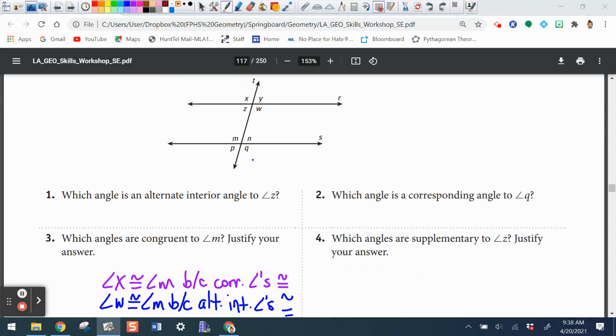One of the other pairs of angles that are congruent to M is a different type of relationship, not based on the parallel lines, but any angle that is considered opposite of angle M formed by the intersection of two lines. So here we have line T and line S, two lines that intersect. Opposite angles of those two lines are considered vertical angles. And there's a theorem that tells us that vertical angles are also congruent. So angle Q is in fact congruent to angle M because vertical angles are congruent.